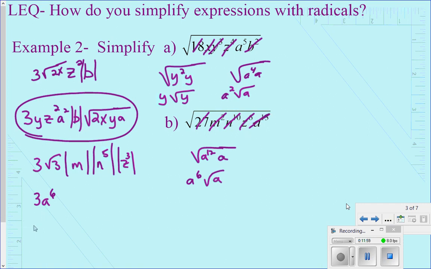3 a to the 6th, and then I'm going to write my absolute value of m n to the 5th, z to the 3rd, and then I have the square root of 3a. Because the 3 was underneath, the a was underneath, the a to the 6th wasn't. The m n to the 5th, z to the 3rd was not underneath the root, but it does have absolute value around it. And I think I'm done.